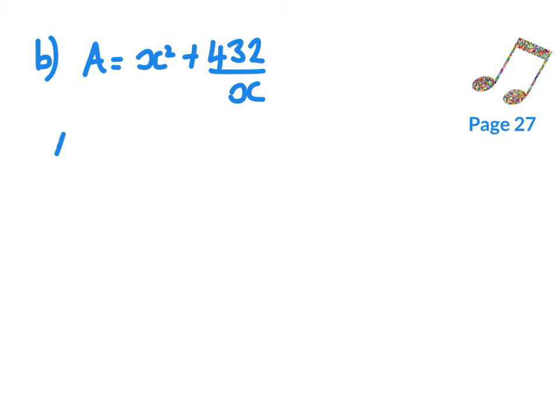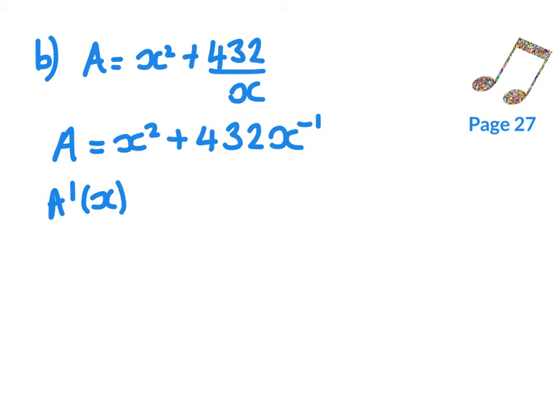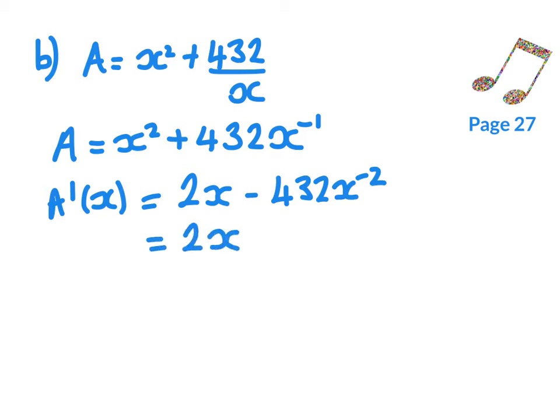Now before we differentiate this, we're going to have to do a little bit of preparation because I've got an x underneath a fraction there. So I'm just going to use my index rules to bring that up, and it will be x to the minus 1. Now I'm differentiating. I'm saying dA/dx because it's with respect to x. 2x minus 432x to the negative 2. I'm going to tidy it up to make it easier to substitute into. So 2x minus 432 over x squared. We make it equal to 0 because it's for stationary points. And now I'm going to solve.